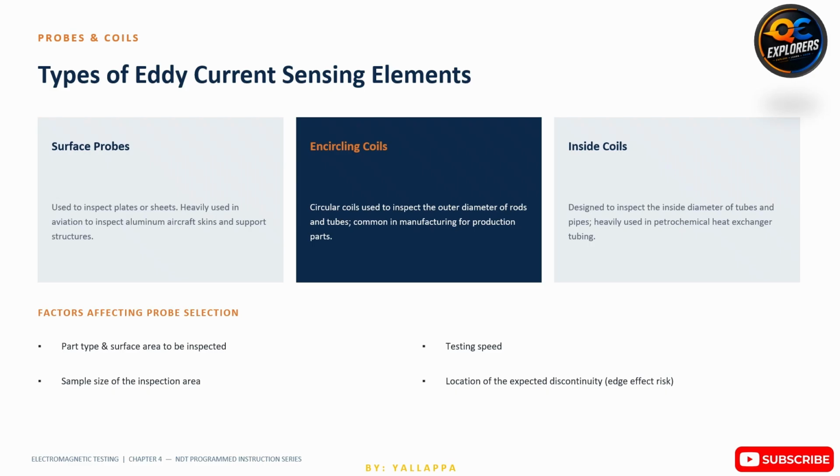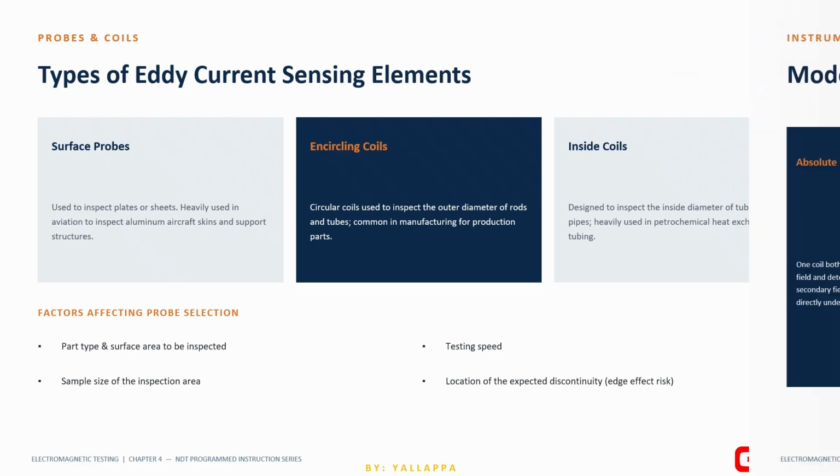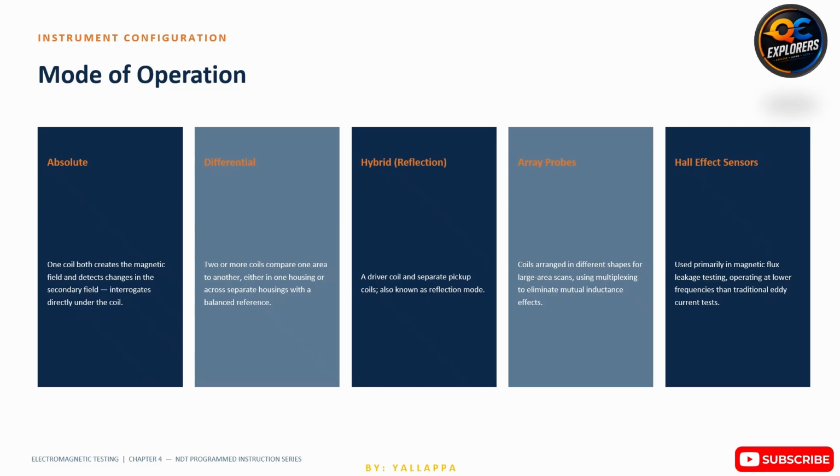beginning any examination. Now that we've discussed the various probe designs, let's examine how these probes operate within different instrument configurations and inspection modes. Selecting the correct probe is only one part of an effective eddy current inspection. Equally important is choosing the appropriate instrument operating mode. Different inspection situations require different coil arrangements, each offering unique advantages depending on the application.